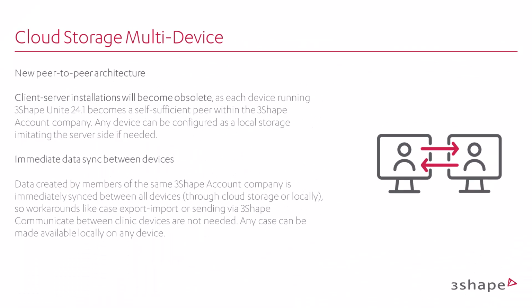Cloud Storage Multi-Device, New Peer-to-Peer Architecture. With the introduction of 3Shape Unite 24.1, client-server installations will become obsolete. Instead, each device running the software becomes a self-sufficient peer within the 3Shape account company. Moreover, any device can be configured as local storage, effectively imitating server-side functionality if required.